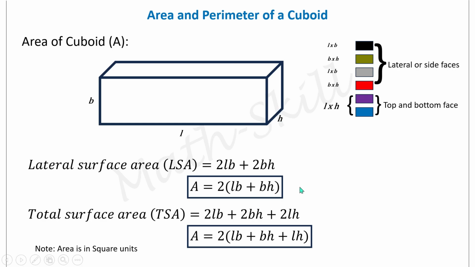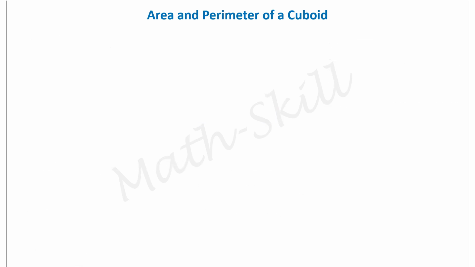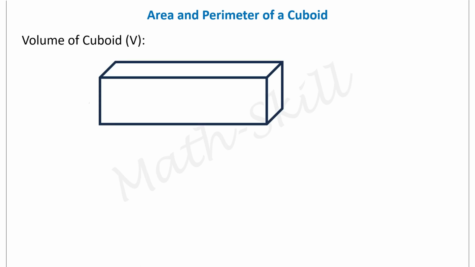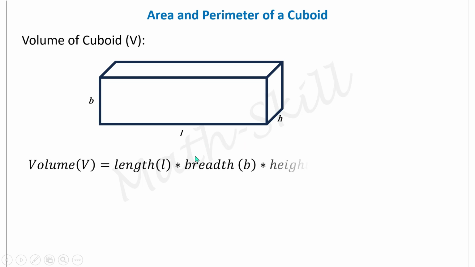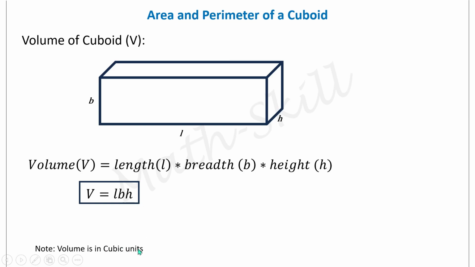Now, let us see how to find out the volume of the cuboid. A cuboid has 3 dimensions, L, B and H. Volume of any shape is actually the holding capacity of the shape. That is obtained by multiplying all 3 dimensions. That is, V is equal to length into breadth into height, or L into B into H. Therefore, V is equal to LBH. Volume will always be in cubic units.